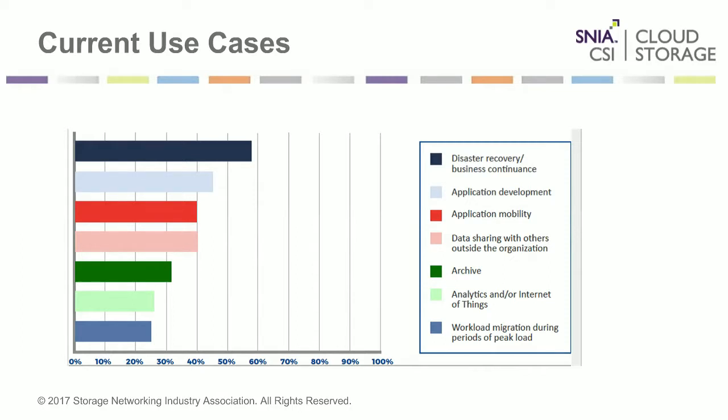Enhancing your disaster recovery and business continuance capabilities certainly is something you can do to lay a foundation as a data layer, get that working, and understand how it works and what the performance looks like. And then after that, people start to build on top. They start to develop applications, and they start to use hybrid cloud for application mobility, data sharing, and archive, and you can go down the list from there.